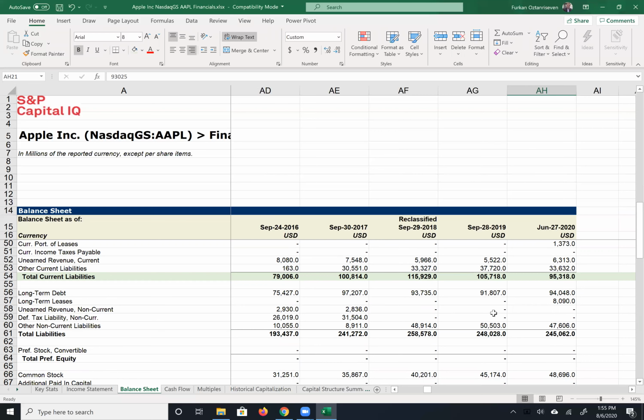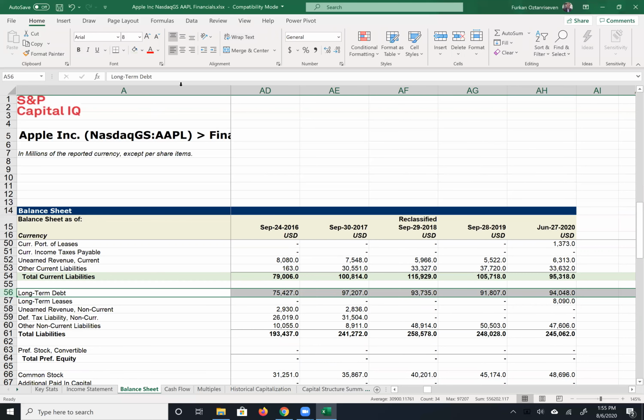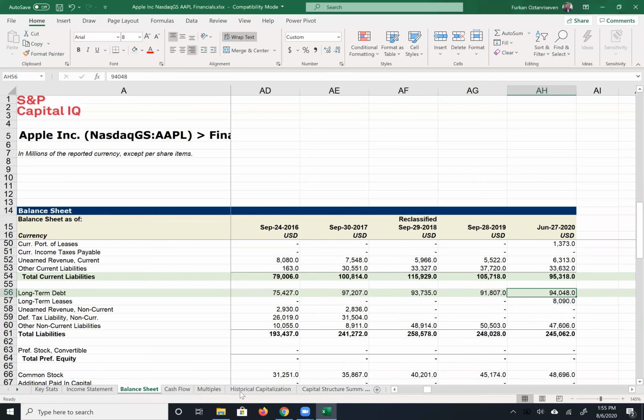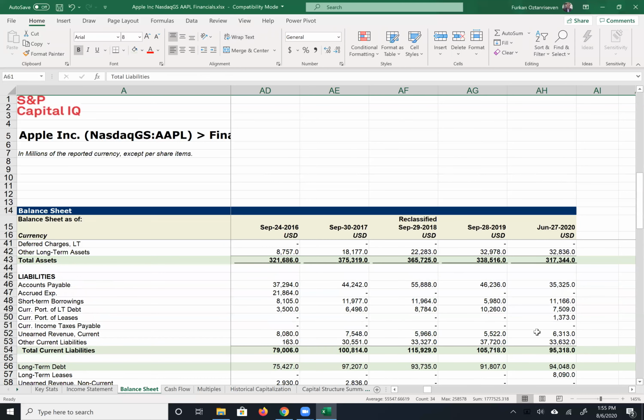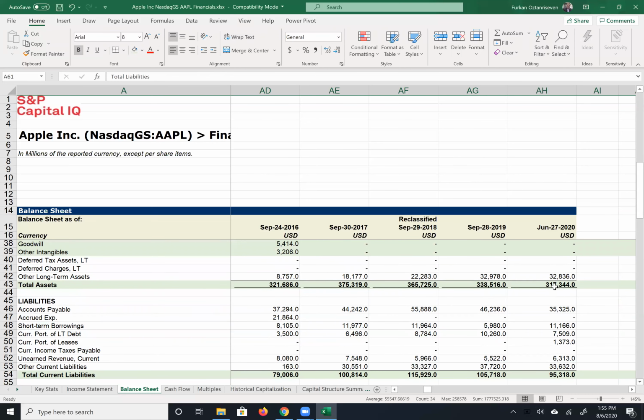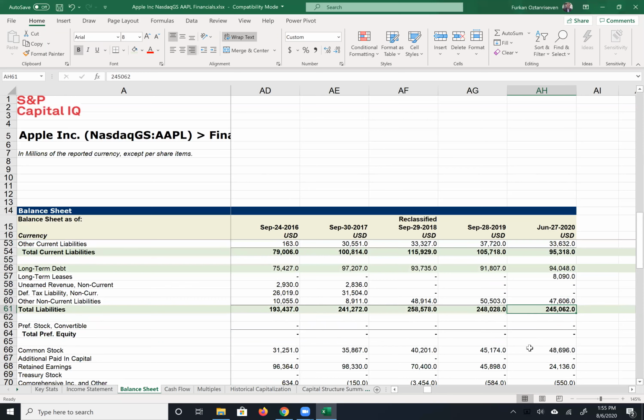So if you look at here, the long-term debt, looks like Apple owes $94 billion long-term, and they have long-term leases of $8 billion. And overall, if you look at it here, total liabilities the company has is $245 billion. Again, assets 317 billion, 245 billion of that is supported with total liabilities.